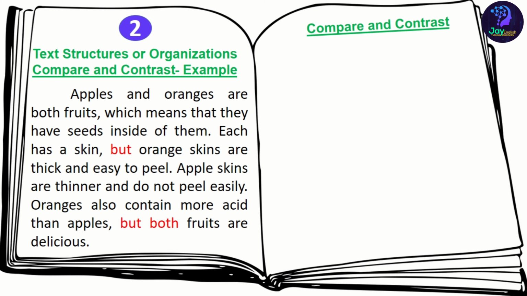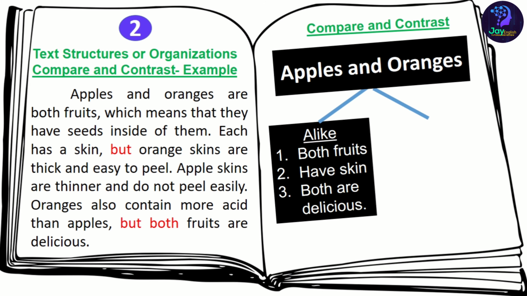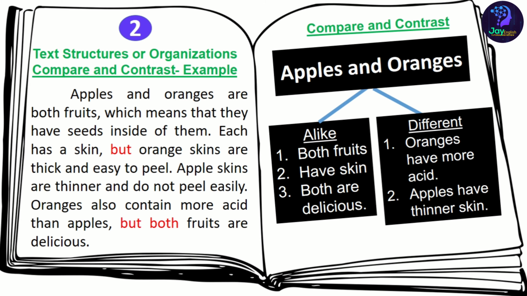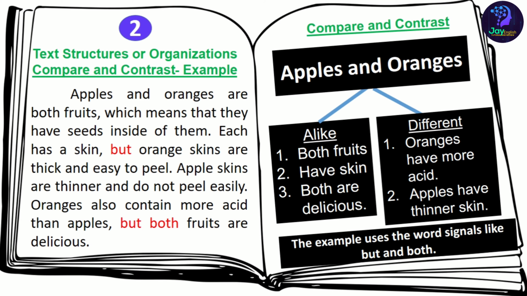As stated in the passage, they are alike because both are fruit, have skin, and both are delicious. And they're different because oranges have more acid and apples have thinner skin. Also, the example uses the word signals like but and both, as you can see in the paragraph.